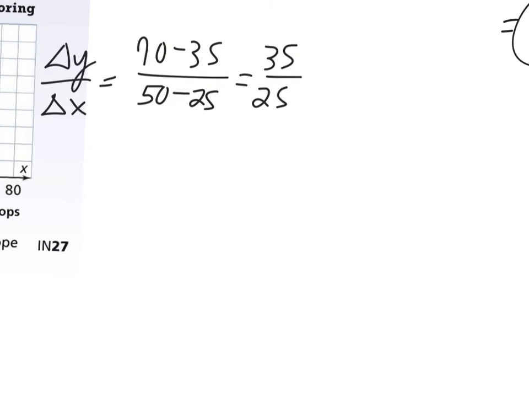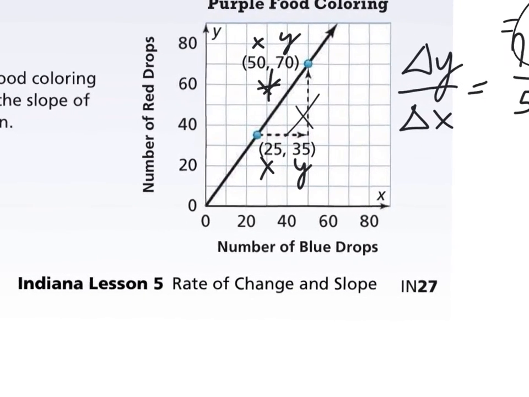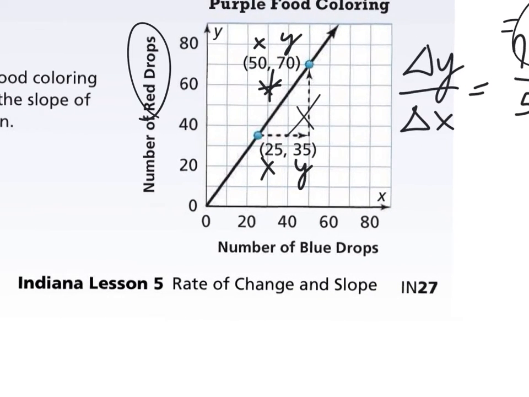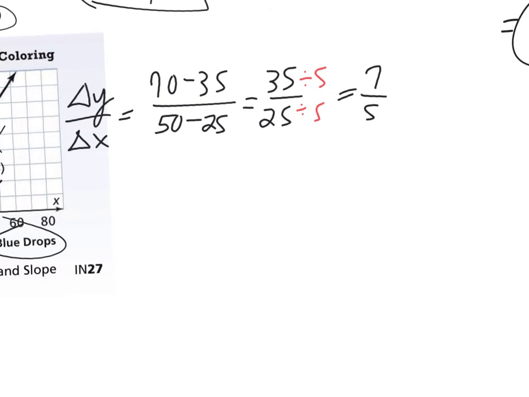Normally at this point you could divide that out. We'll talk about that more in a minute. If you reduce, both of these can be reduced by 5, and that would be 7 over 5. And then if you look at the graph, this was red drops and blue drops. So that means we've got 7 red drops per 5 blue drops. Okay, so we could say actually 7/5 could be our slope.